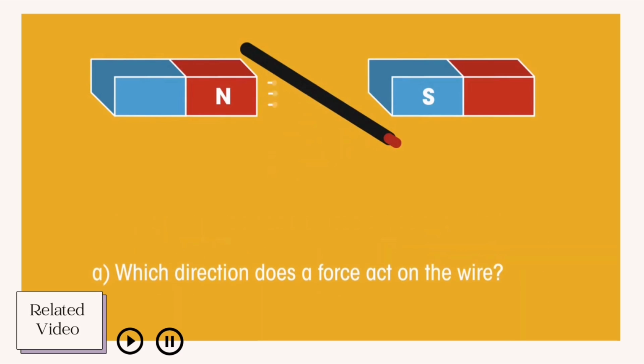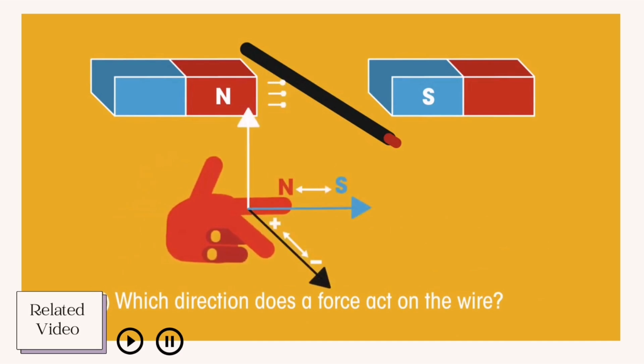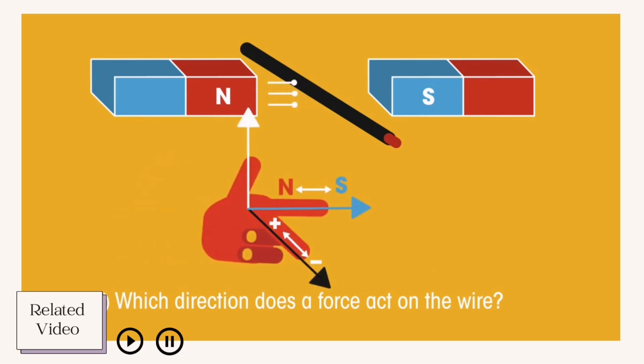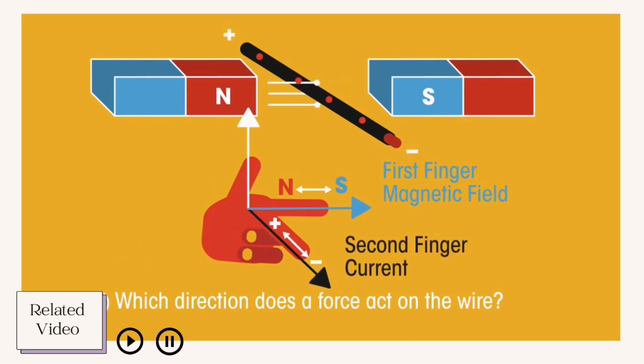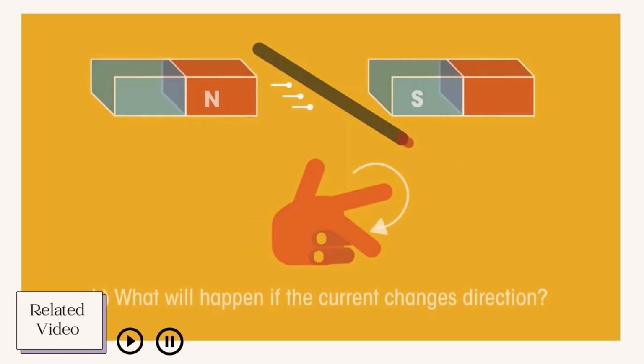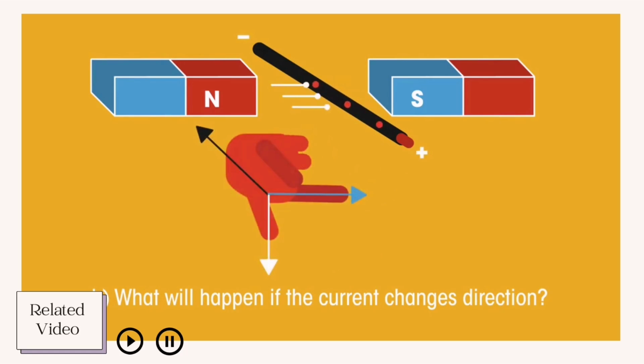For A, hold up your left hand in the current position. Magnetic field is going from north to south. The current is going in this direction, so the force is going up. For B, the current has changed direction, so you need to rotate your hand around. So that's how physics and nature go hand in hand. We literally use our left hand.